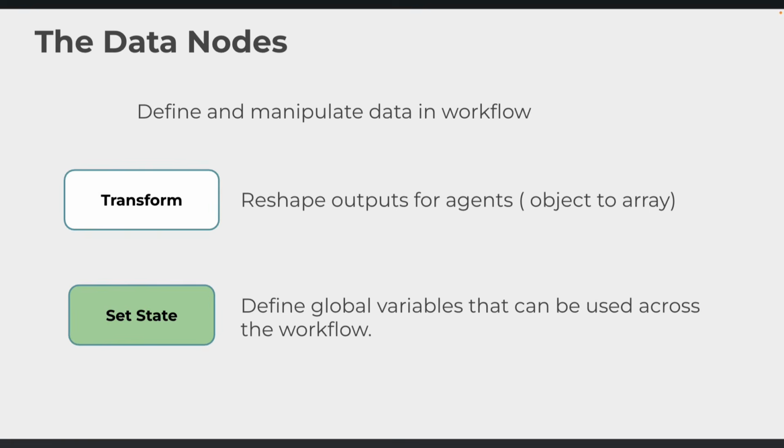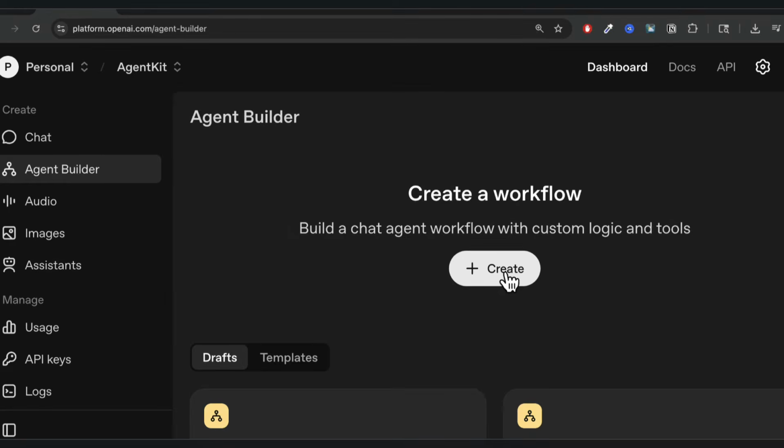Now, set state is really important because it allows us to define global variables, which we can use across the workflow. This is usually really useful when the agent needs to take input and then output something new that you'll want to use throughout the workflow. And the cool thing is that you can also define that output as a new global variable. Let's go ahead and look at these two data node types so we can understand when and how to use them.